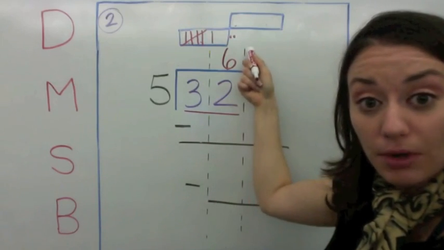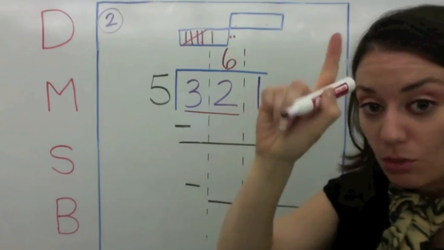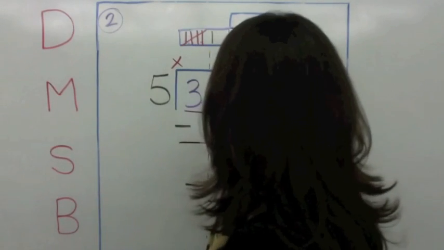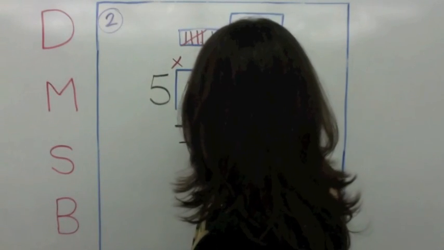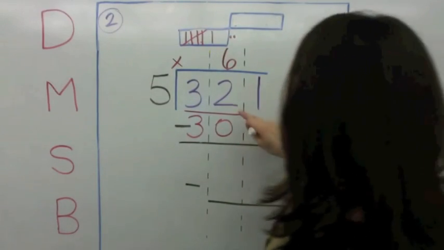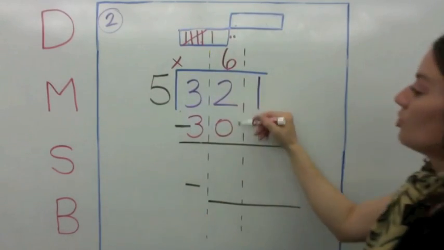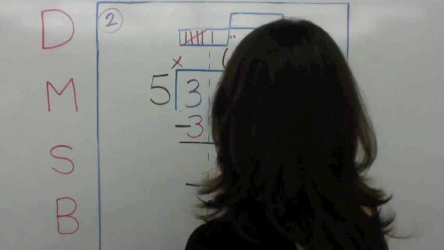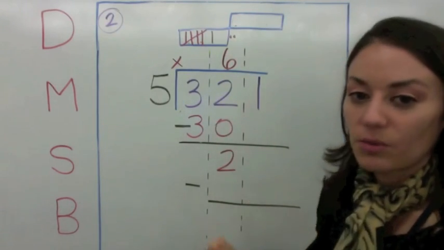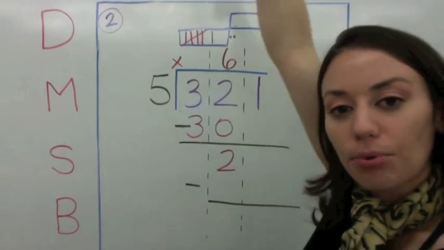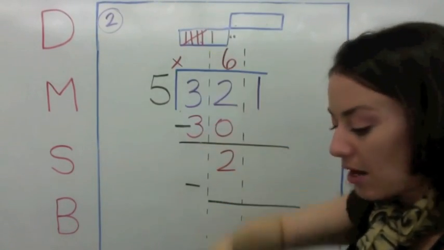How many dots did I draw right here? 2. So watch now. We're going to multiply 6 times 5 is 30, and then we're going to look at what is 2 take away 0. Remember, look at the dots, it's 2. Great. All right, so we subtracted. Let's do our last step, which is B. What does B mean? B means bring down.